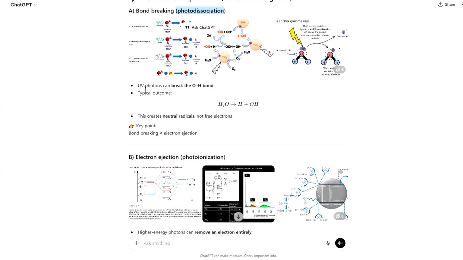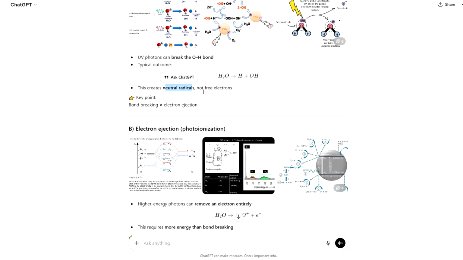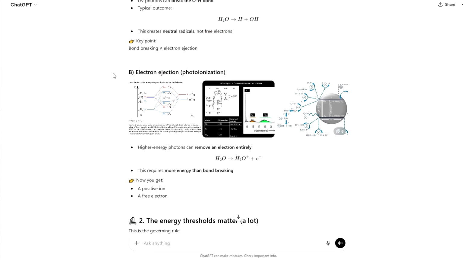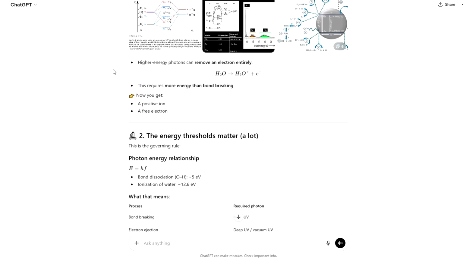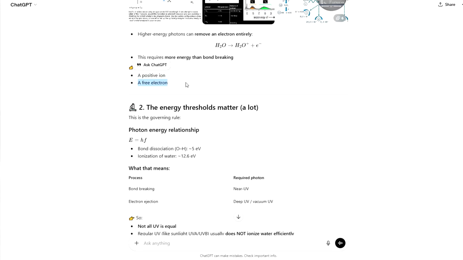Let's see here. UV photons can break the OH bond. This creates neutral radicals, not free electrons. Electron ejection, which is photoionization: higher energy photons can remove an electron entirely. This requires more energy than bond breaking. You get a positive ion and a free electron. That's what we're getting, a positive ion and a free electron.